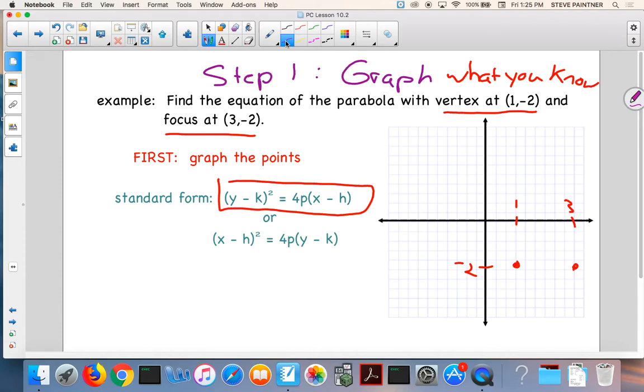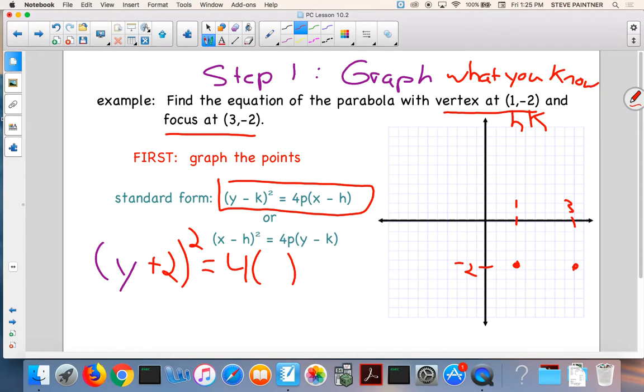What are we getting? Someone be willing to walk me through it. My general form is y minus k squared equals 4p times x minus h. Fill in the blanks for me. Y minus k, what's k? -2. Yeah, it's from our vertex right here. So y minus a -2, y plus 2 squared equals 4p. What's p?